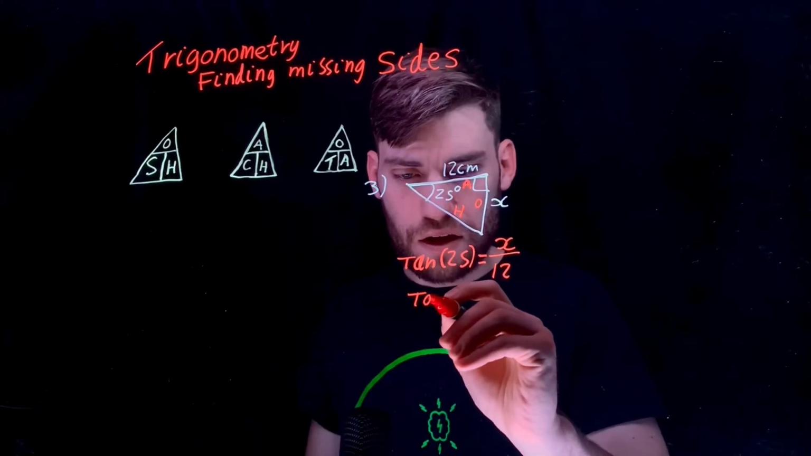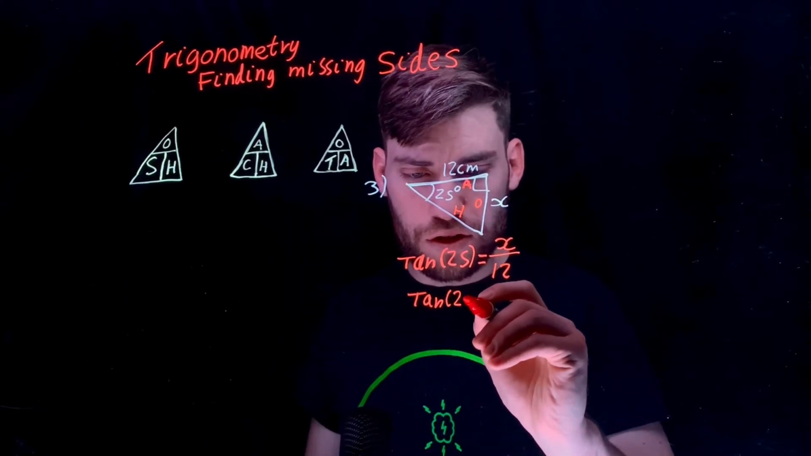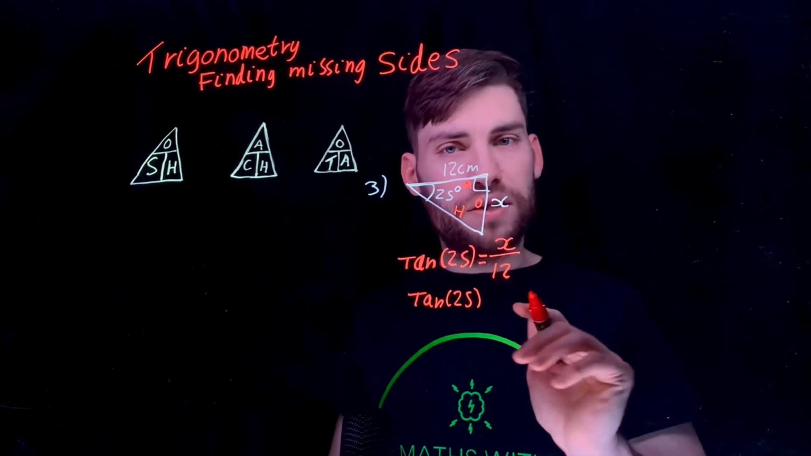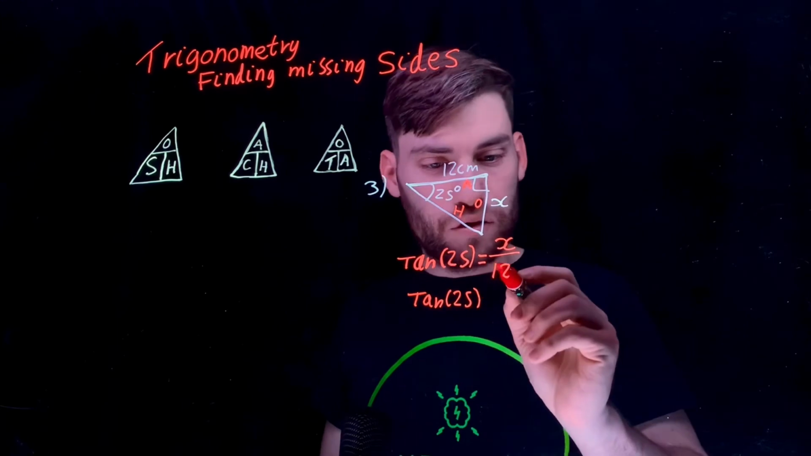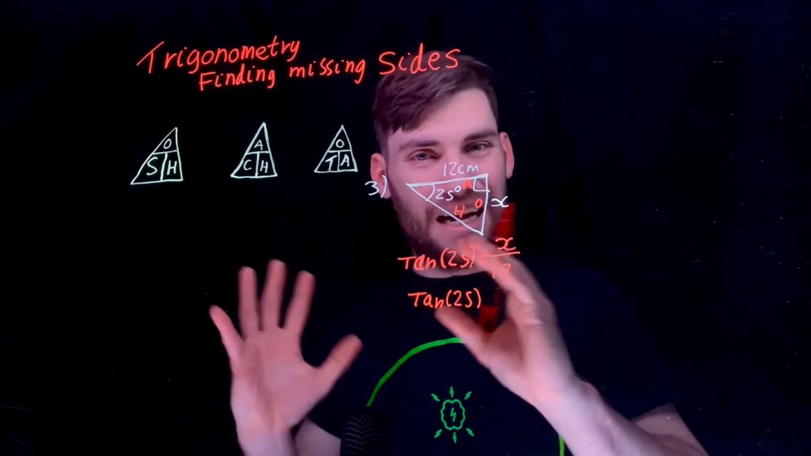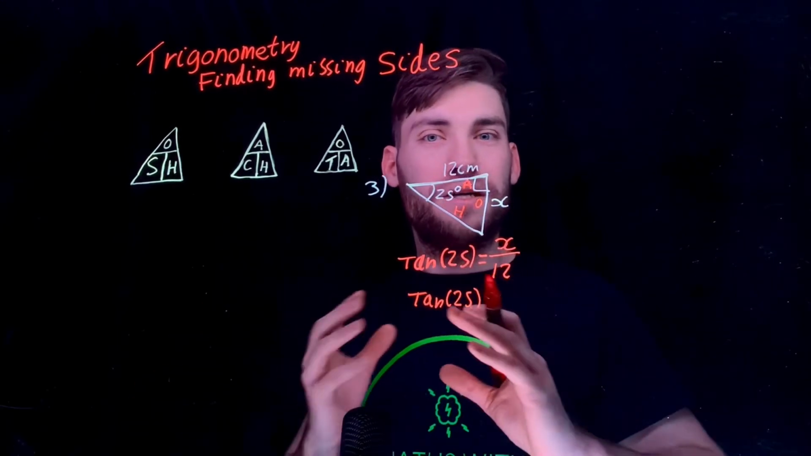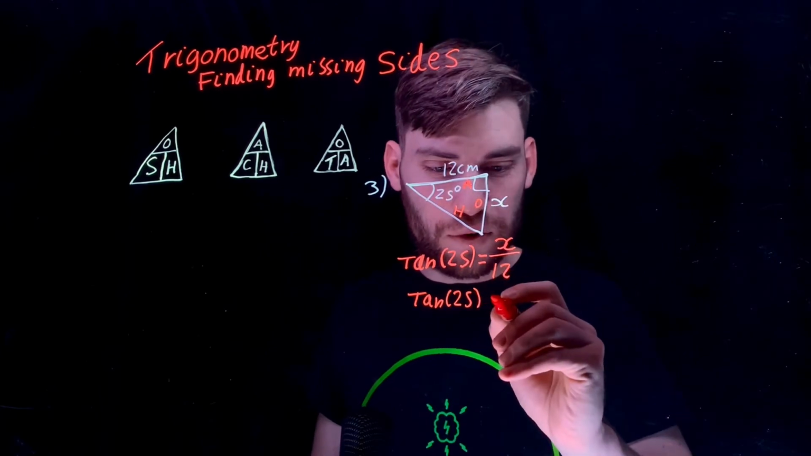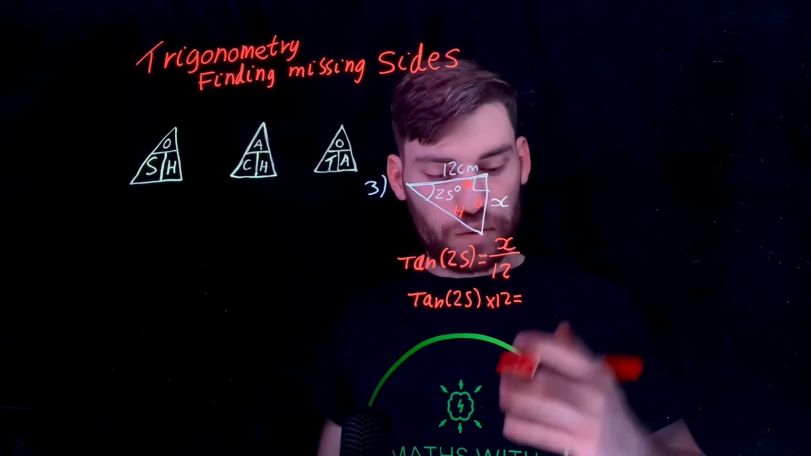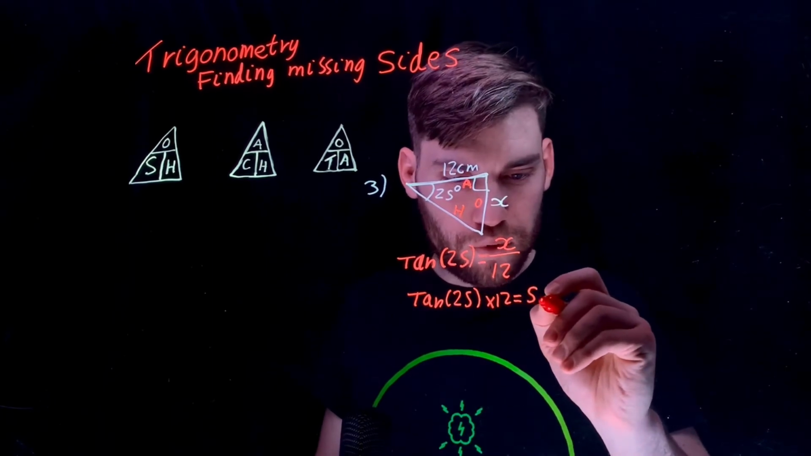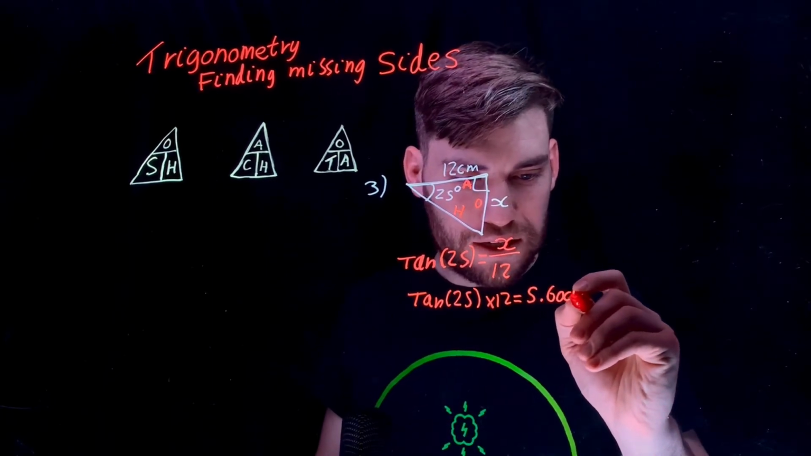Okay, so tan 25, this is what you'll put into your calculator. When you put it in your calculator, though, close the bracket, okay? Just to make sure it does that. Some people put the 12 inside the brackets. That can mess it up, depending on your calculator, and create problems. Put it outside the bracket. Times by 12, and when you round it to 2 decimal places, you'll get 5.60 centimeters.